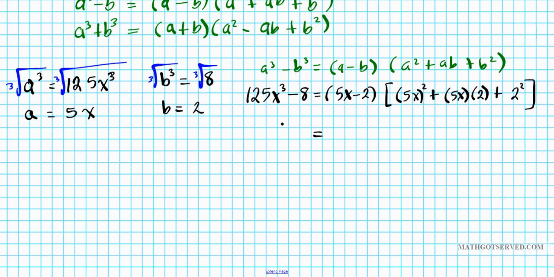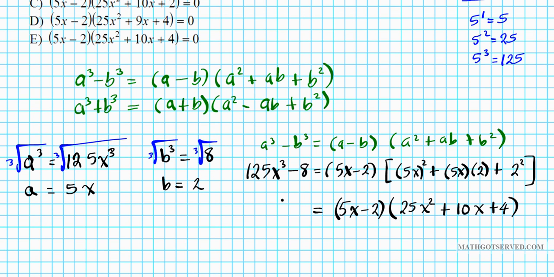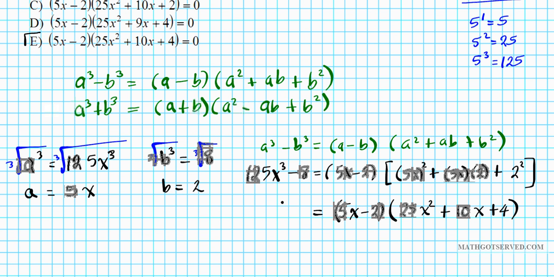So we have 5x minus 2 times, now you have to be careful here when you're squaring 5x squared. You're going to square the 5, which is 25, and square x squared also. You square both terms in the parentheses. That's the power of a product property of exponents. Here we have 2 times 5, which is 10x, plus 2 squared, which is 4. 5x minus 2 quantity times the quantity 25x squared plus 10x plus 4. Option letter E is our correct answer.